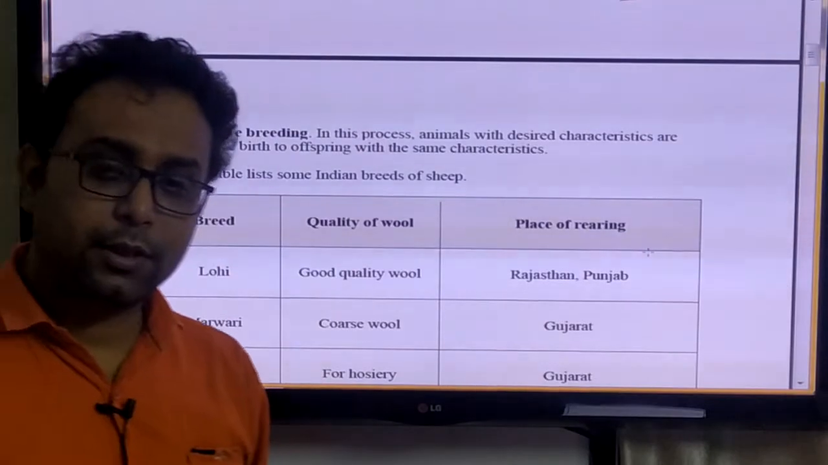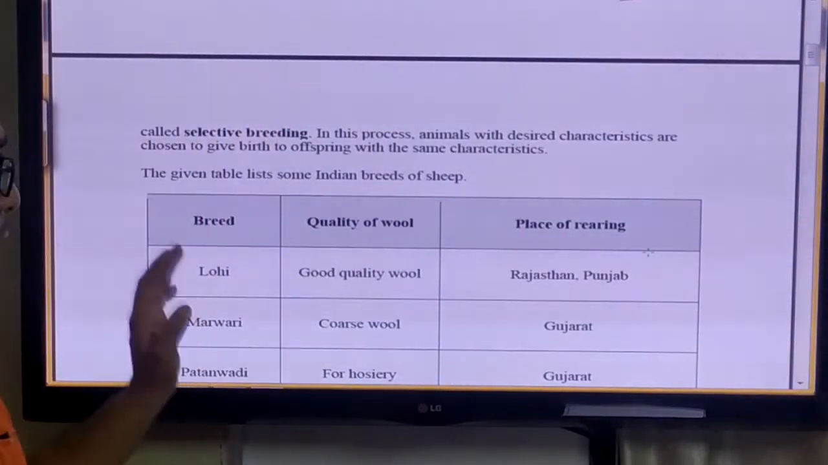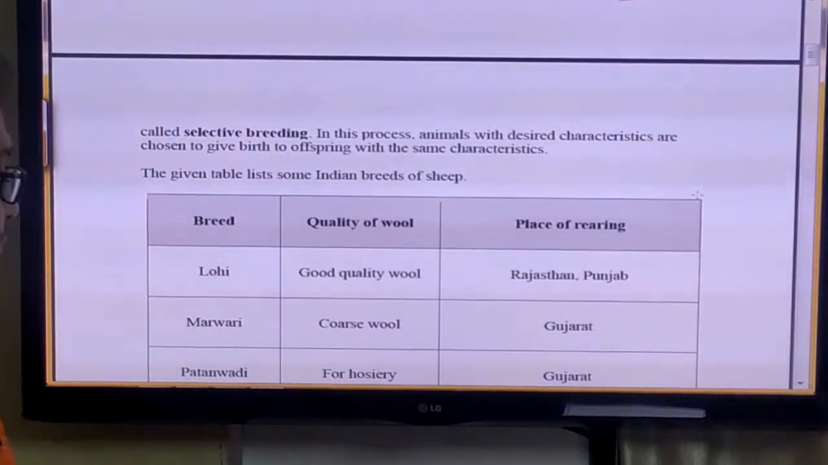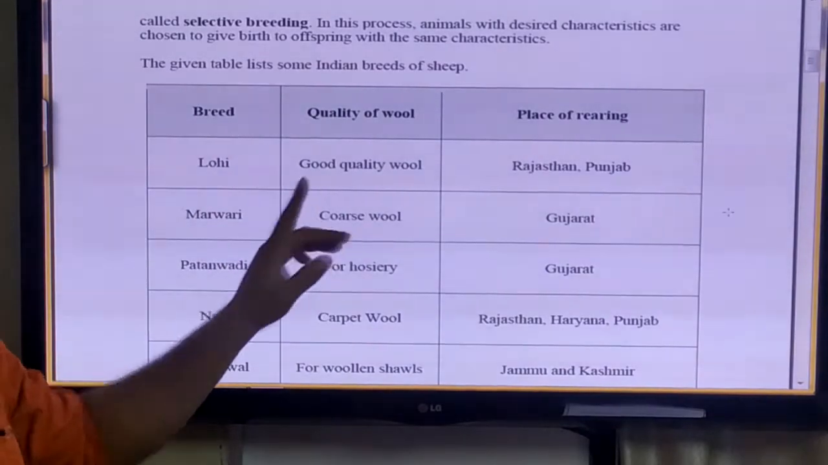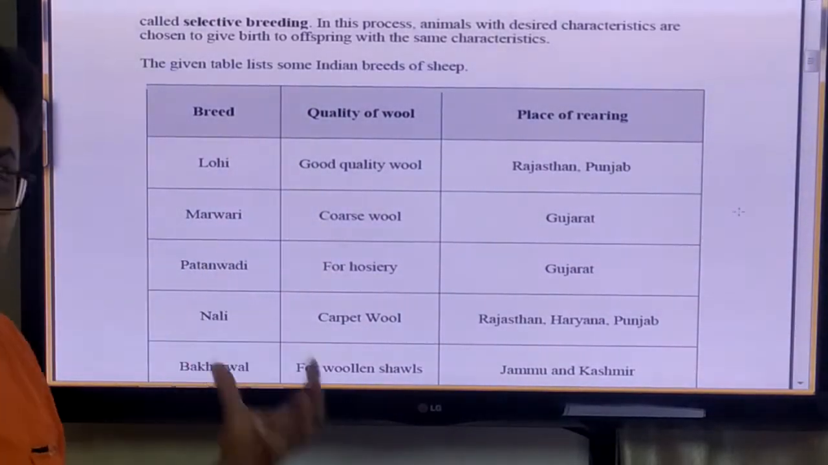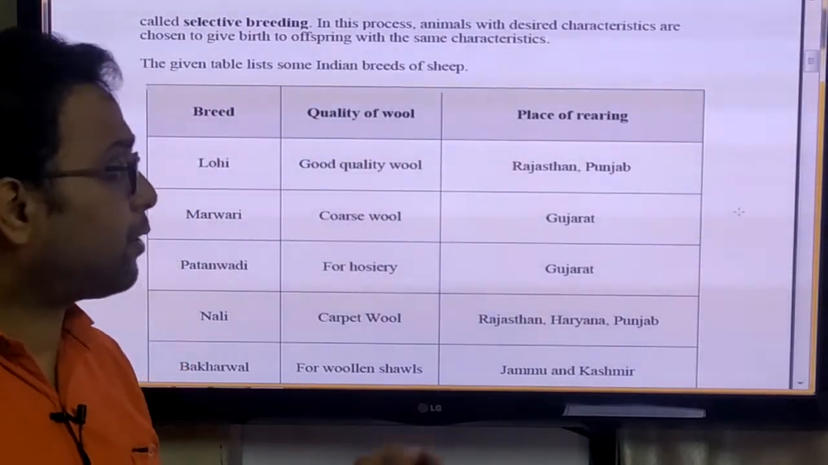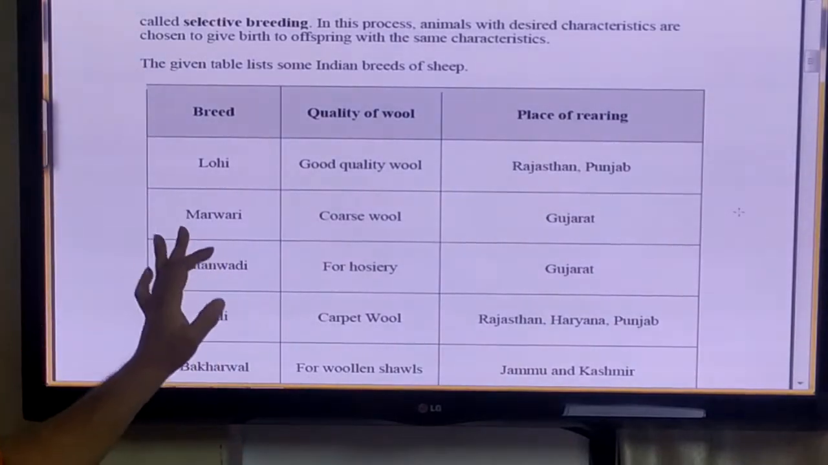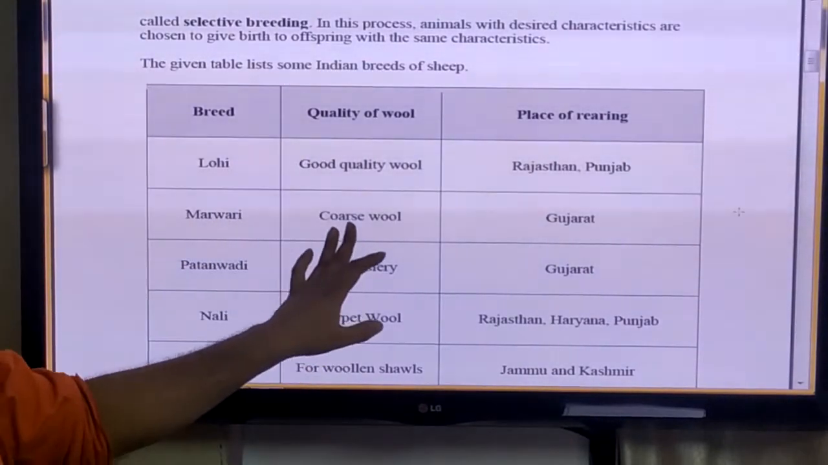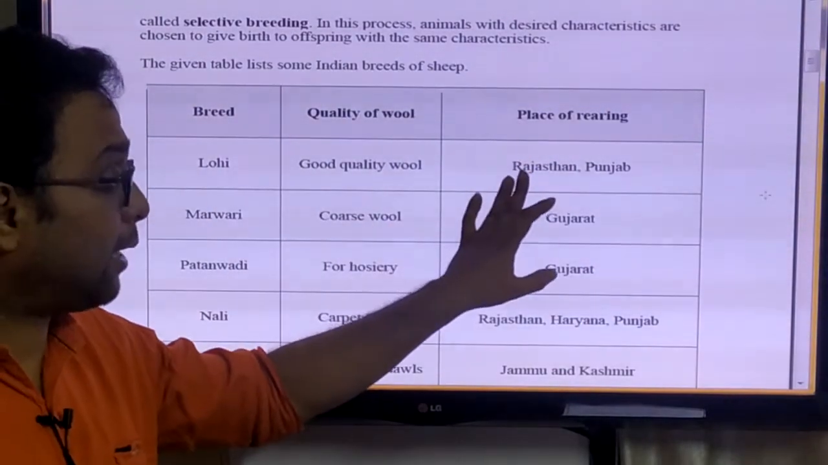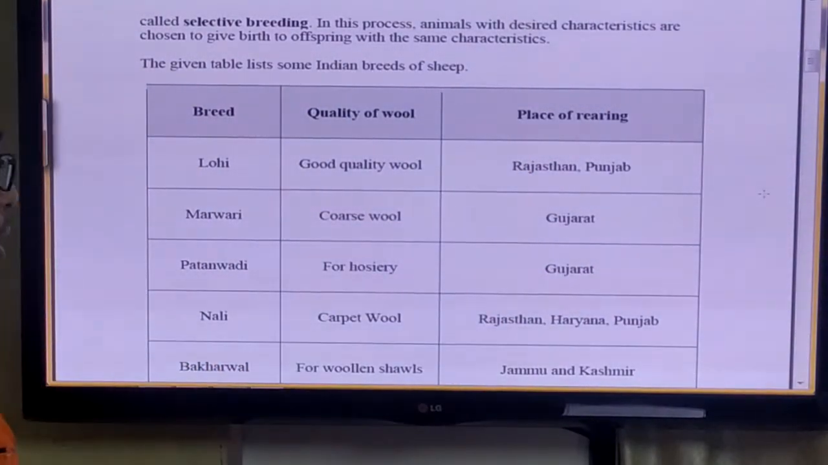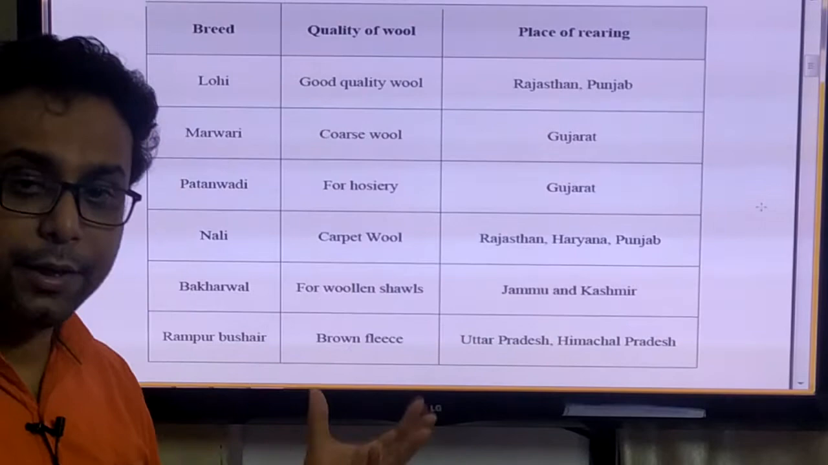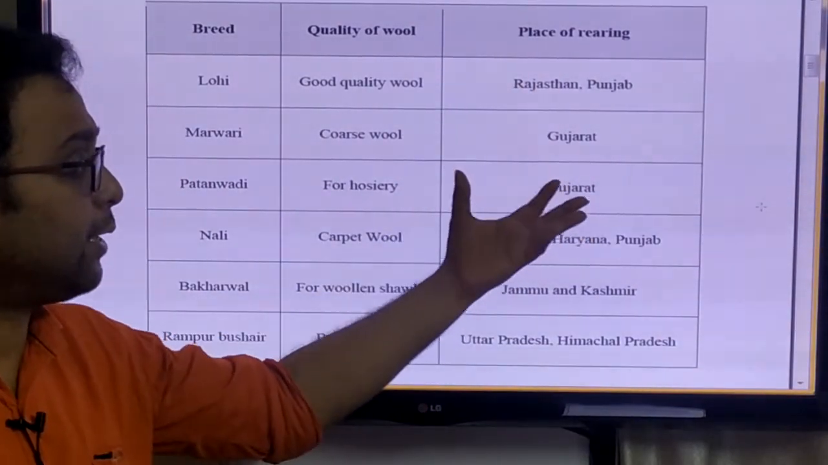In our India, in different regions, we have different breeds that are very famous in those particular regions. Like Lohi, from which we get good quality wool, often from Rajasthan and Punjab where it is reared. The Marwari has generally coarse wool, and its place of rearing is Gujarat. And the Patanwadi, this type of wool is used for hosiery purposes, and it is also found in Gujarat.